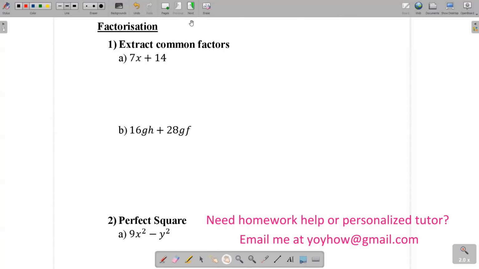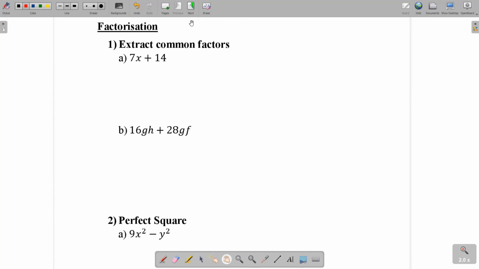Class, see you again. Today we will discuss factorizations. So without further ado, let us start our lesson for today. The first method in factorizations is extracting the common factors.